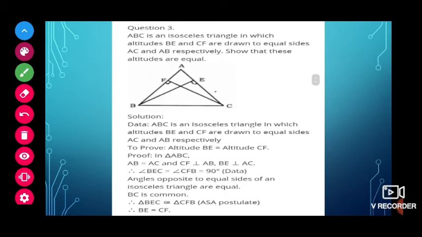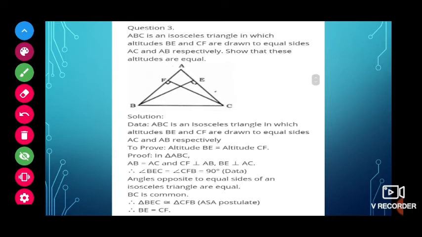If we see question number 3, ABC is an isosceles triangle in which altitudes BE and CF are drawn to the equal sides AC and AB respectively. Show that these altitudes are equal. So what we have to show means, these altitudes, this is equal to this. The given information is that the side AB is equal to AC, and one more, we are having the angle.